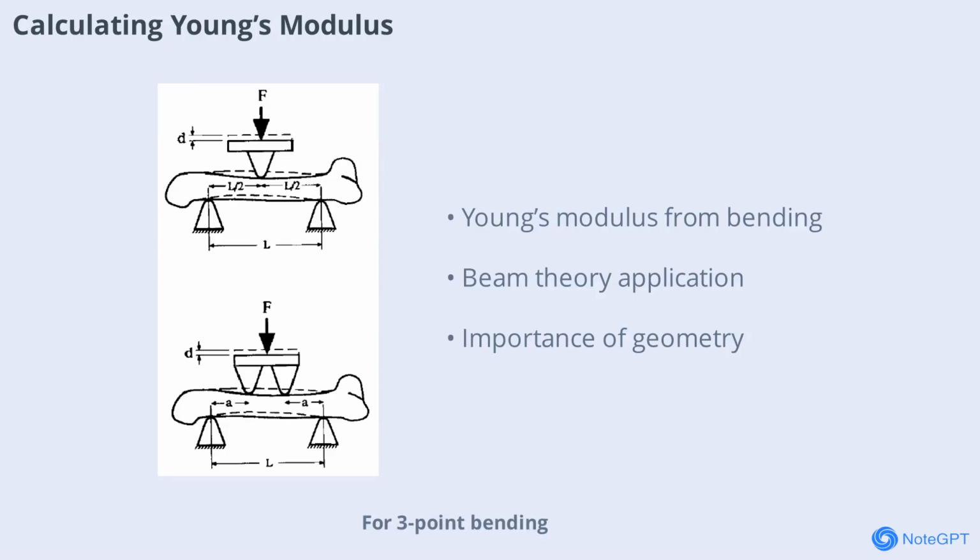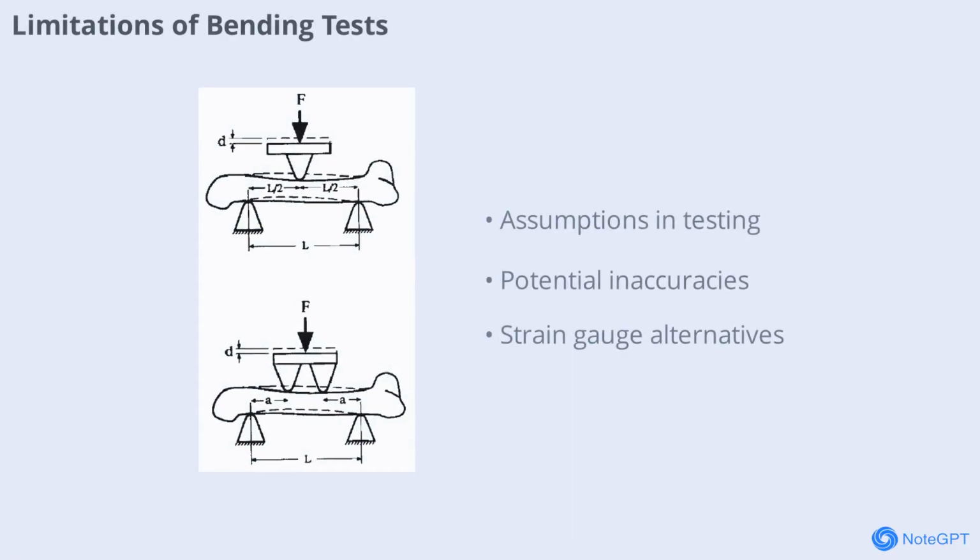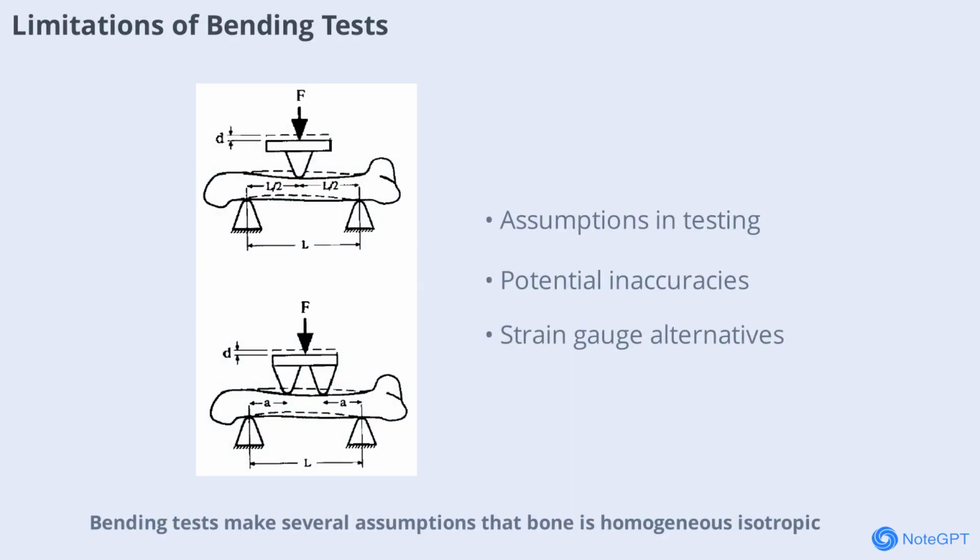For 3-point bending, the moment and strain are related to the load and displacement, allowing estimation of Young's modulus from experimental data. Accurate measurement requires careful consideration of bone geometry and loading conditions, as real bones are more complex than idealized models. Bending tests make several assumptions: that bone is homogeneous, isotropic, and shaped like a perfect hollow tube. In reality, bones are more complex, and these assumptions can lead to inaccuracies.